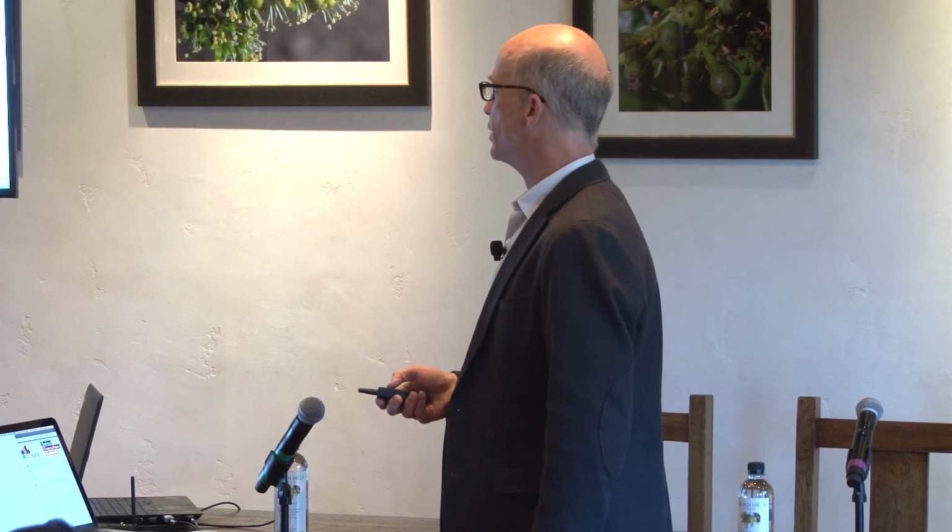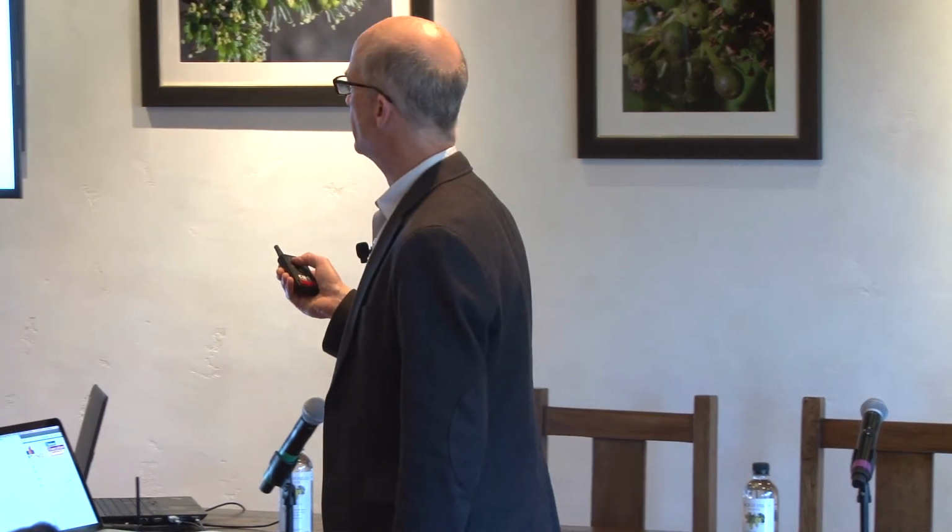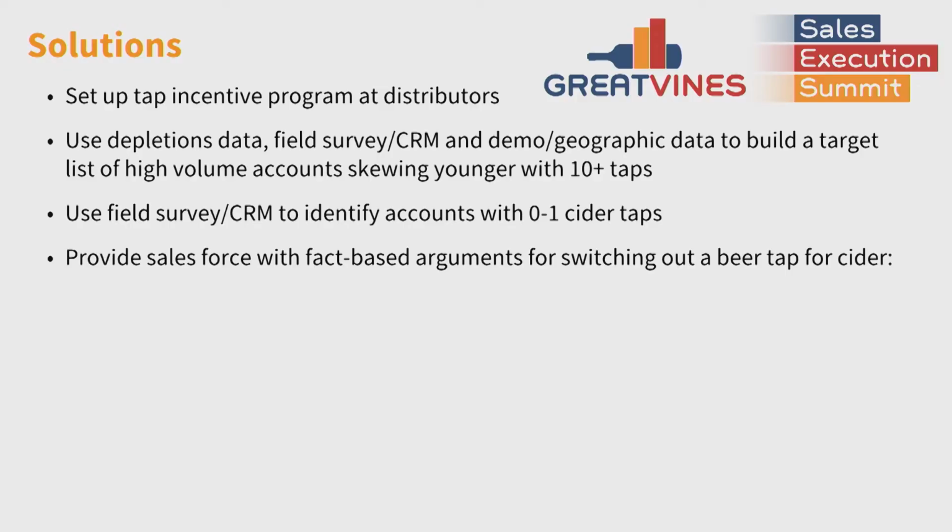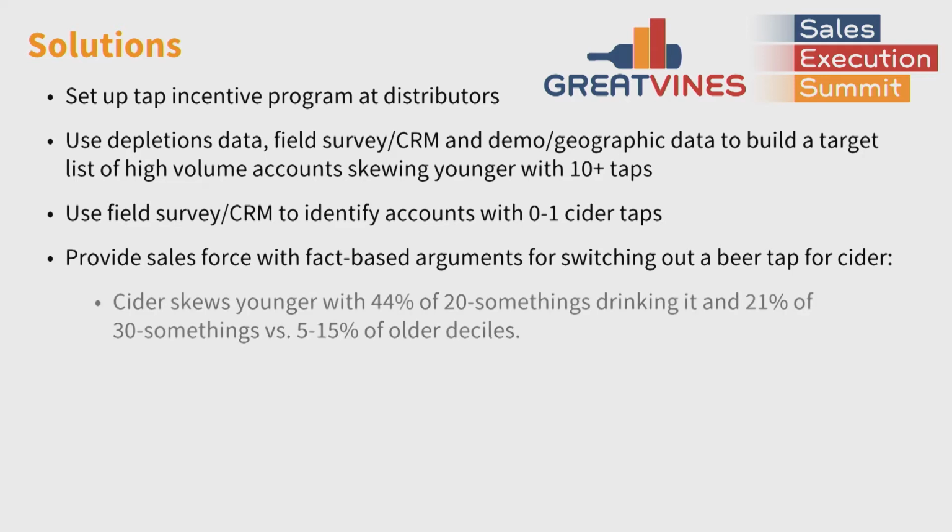So now we have Salesforce with fact-based selling arguments for switching out a beer tap for cider, and we have their target list. They're the places with 10 plus taps where none of them or only one of them is a cider tap, and they're skewing towards younger consumers because cider skews younger, 44% of 20-somethings drinking it versus 21% of 30-somethings and only 5 to 15 percent of older consumers.